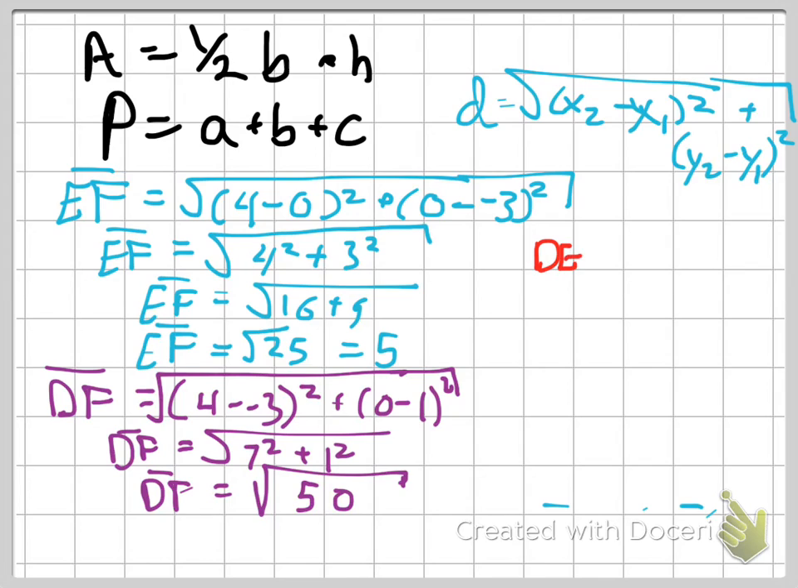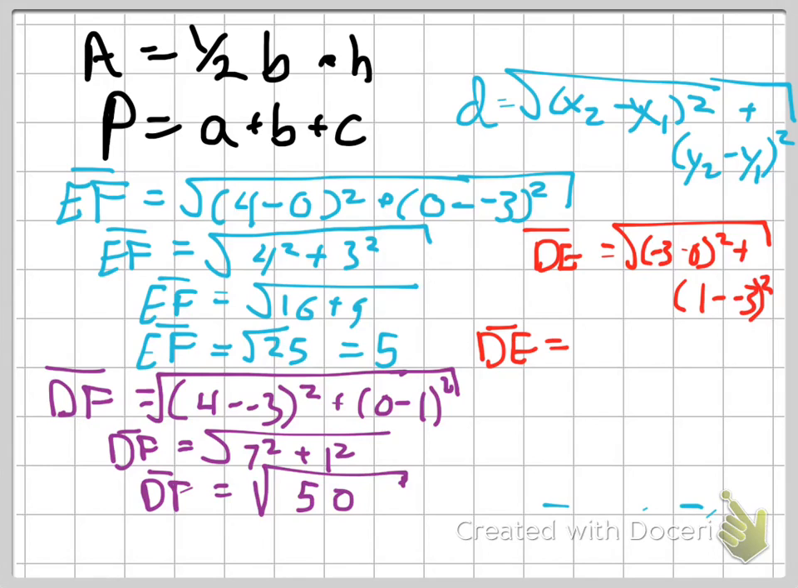So side DE equals the square root of, in this case, D is my x2, y2, so negative 3 minus 0 squared plus 1 minus negative 3 squared. So DE equals the square root of negative 3 minus 0, so negative 3 squared, that's 9, plus 1 minus negative 3 is 1 plus 3, so that's 4 squared is 16. DE equals the square root of 25, which equals 5.